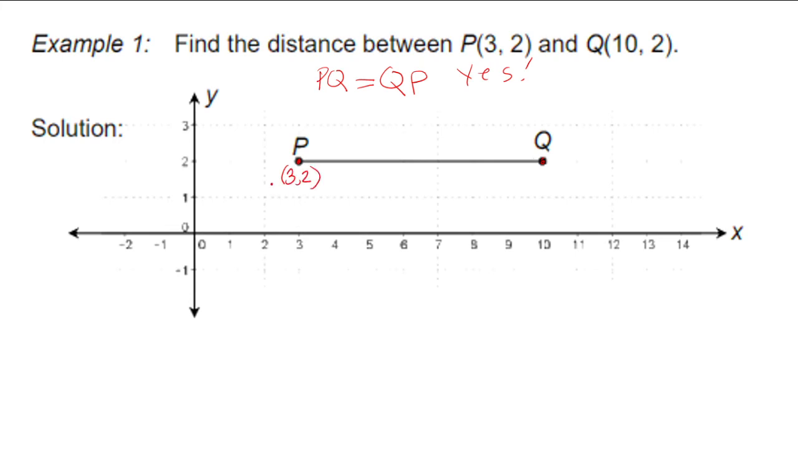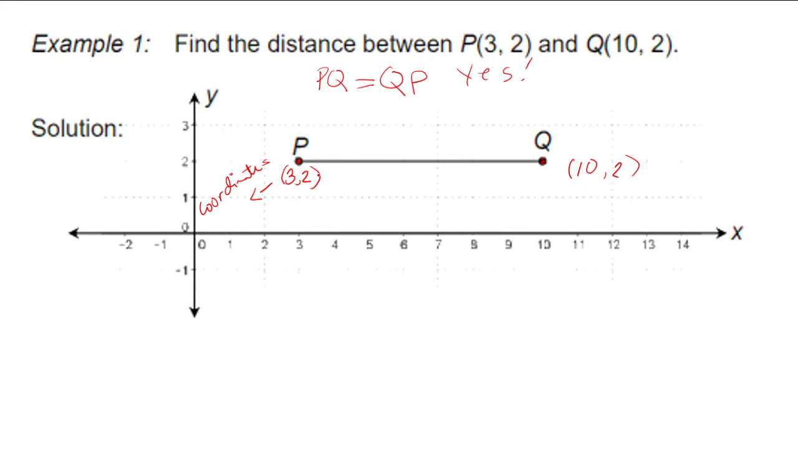Ang tawag naman natin dito ay coordinates, okay? So, the coordinates of point P is 3 and 2. Next, ang Q naman natin is located at point 10 and 2. So, yan ang location naman natin ng point Q.